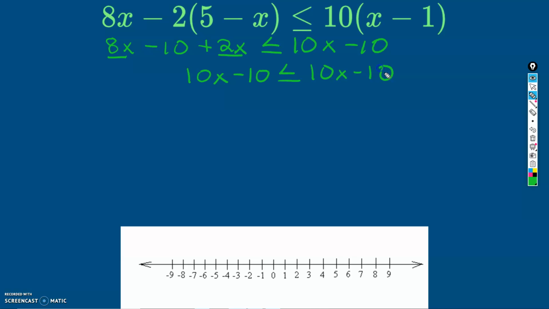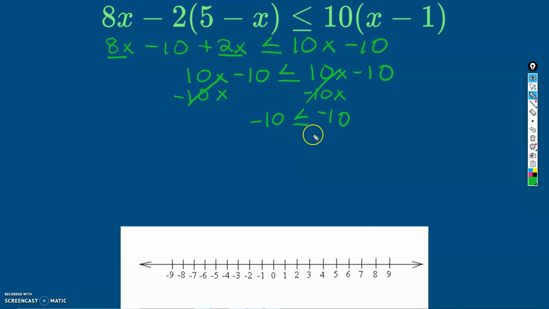Oh, something weird is happening, but let's stick with it. Let's keep going. Okay, I want all my x's on the same side, so I'm going to subtract 10x. I'm just going to keep going, keep playing it cool, see what happens. Well, let's see. Those guys cancel, so I end up with negative 10 less than or equal to negative 10. Oh, I've run out of variables.